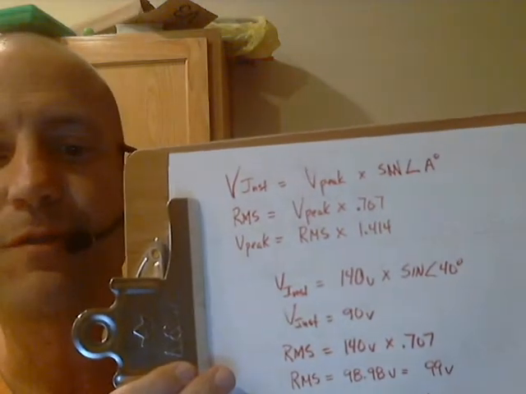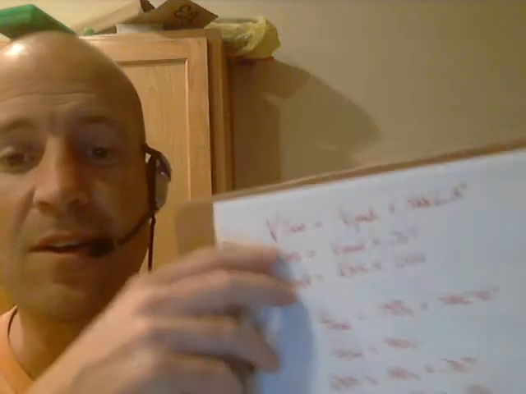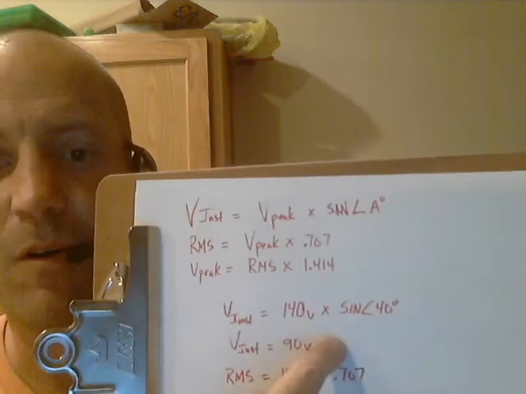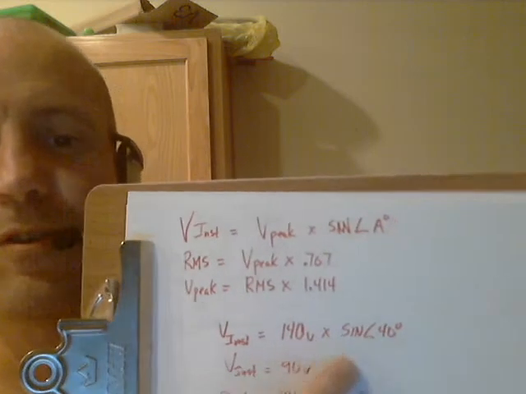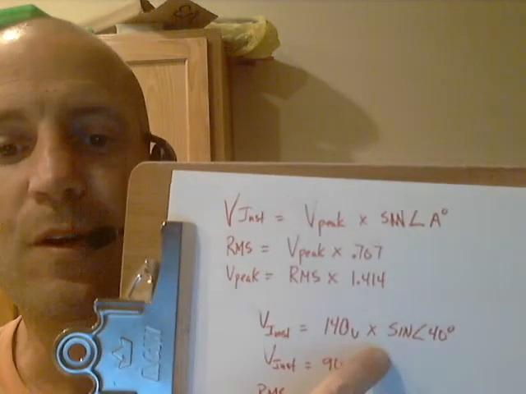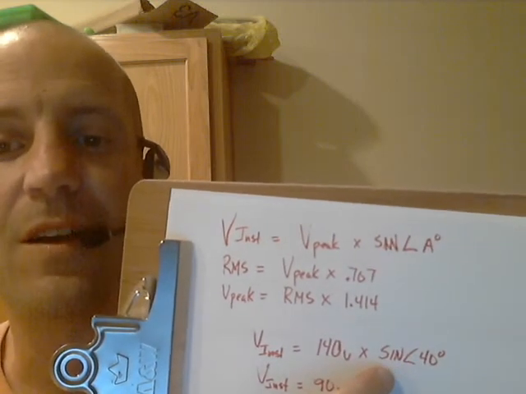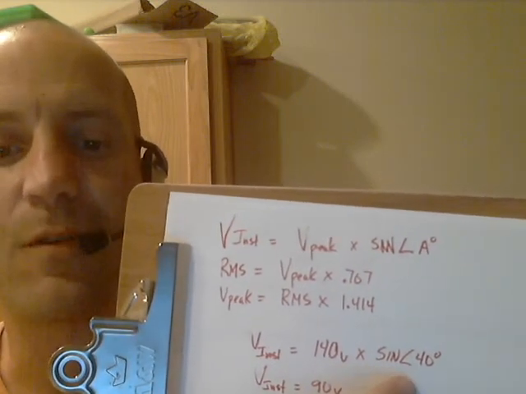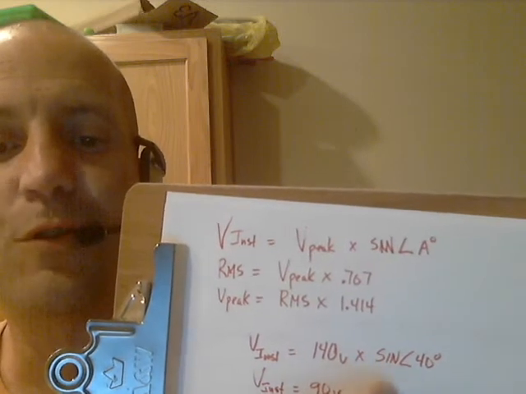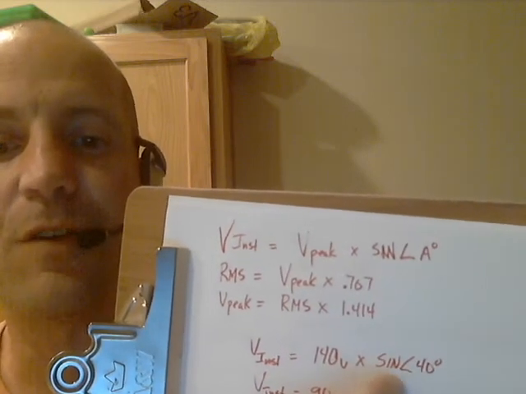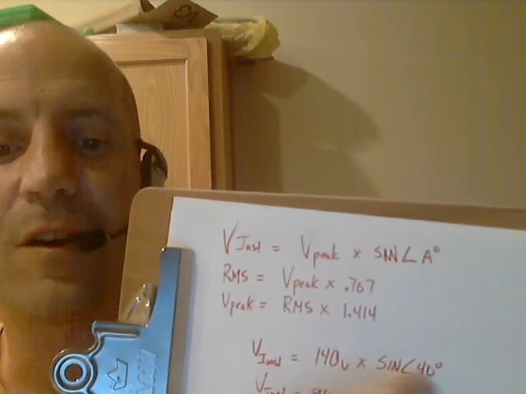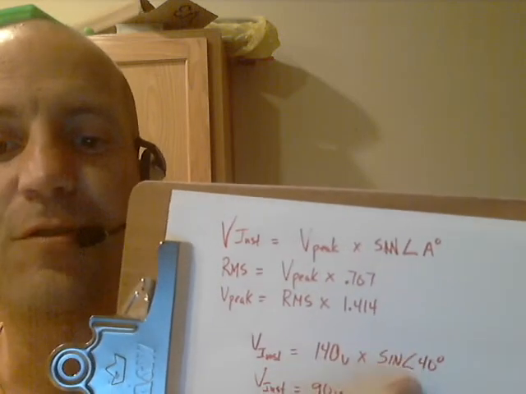All I have to do to find that instantaneous voltage is take the peak voltage, which we said was 140 volts, and multiply it using my sine function. The sine function has to do with trigonometry. What it boils down to is a ratio of the sides of a right triangle, and you can use these ratios to figure out the lengths of the various legs of the right triangle.